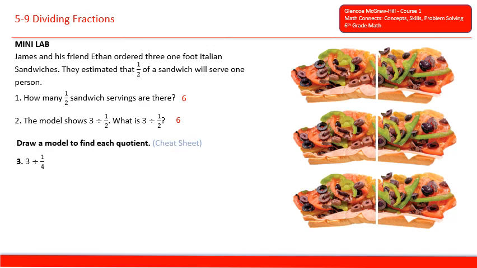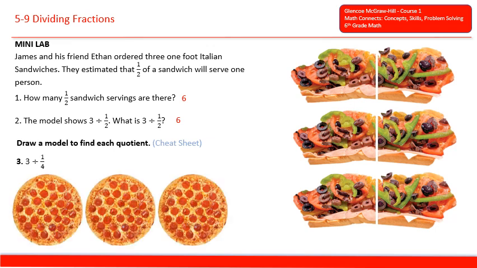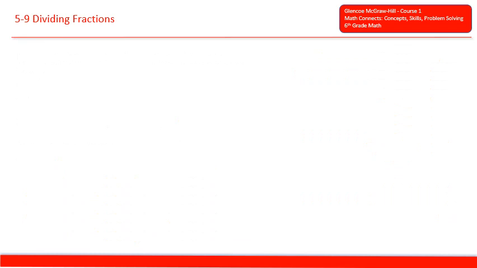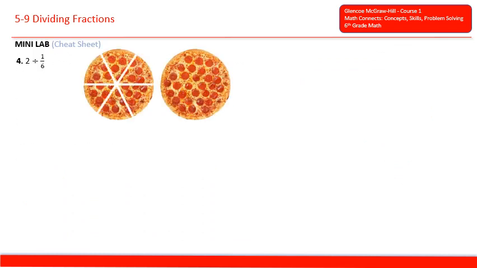Draw a model to find each quotient. 3 divided by a fourth. So there's 3 pizzas, and if we divide them by fourths, we end up with 12. 2 divided by a sixth. There's 2 pizzas. If we divide them each into 6, we get 12.